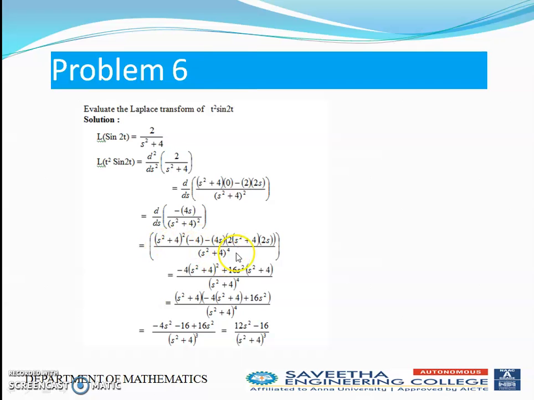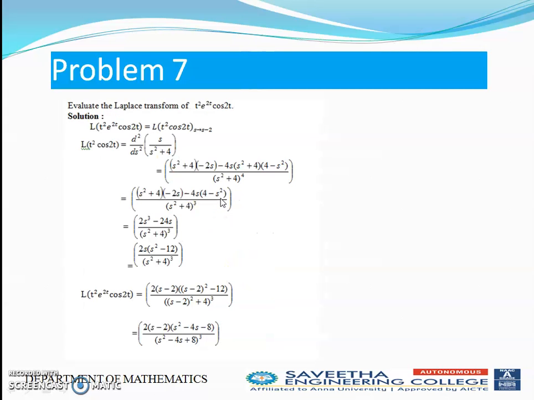Then simplifying this value, we get s square plus 4 minus 4 times s square plus 4 plus 16s square. Cancelling one power here. So we get minus 4s square minus 16 plus 16s square divided by s square plus 4 whole cube. Therefore, 12s square minus 16 whole divided by s square plus 4 whole cube. So these are very important 8 mark questions.